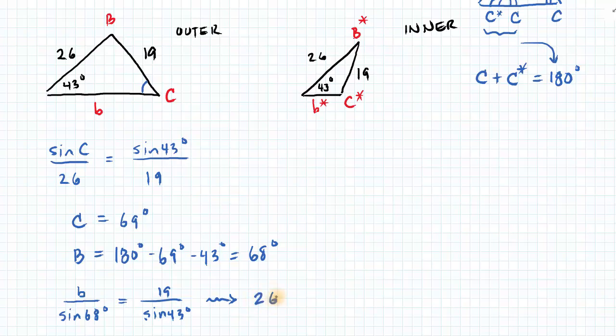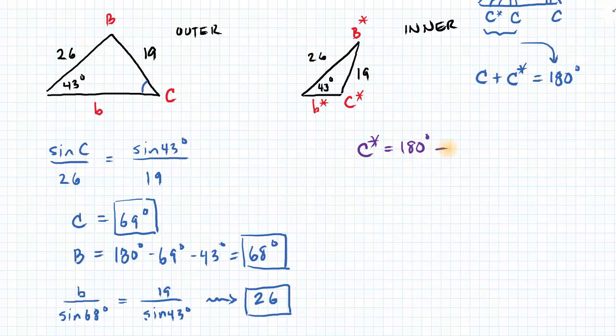So now we have all three pieces of information for the outer triangle. We have these two angles and that side. Now we're going to come over to the inner triangle. The inner triangle, we are going to start by finding C star. And we know that C star is 180 degrees minus angle C. So that is going to be 111 degrees.